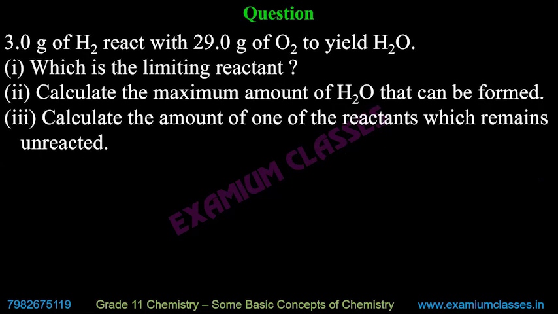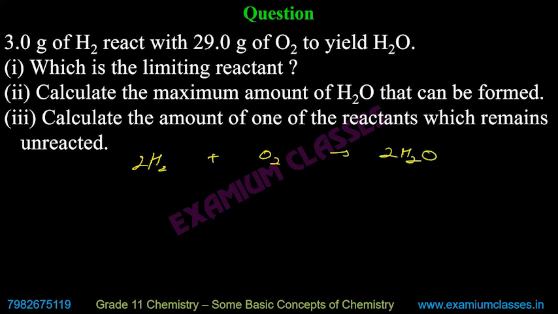Now the question. 3 grams of hydrogen react with 29 grams of O2 to yield H2O. What is the limiting reagent? And condition I told you. Sir, hydrogen. Yes. 2H2 plus O2 gives you 2H2O. This is the balanced reaction.